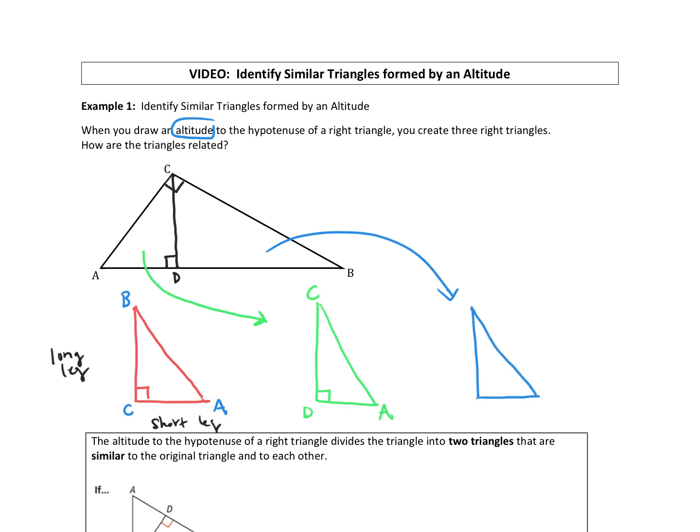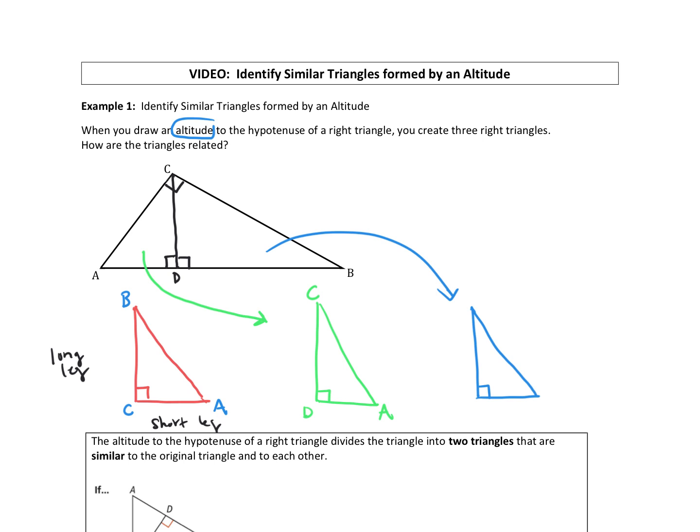So again, I'm going to have the long leg vertical, the short leg here on the bottom. Our right angle goes right here. So we are drawing this triangle right here. We can see that the right angle is at D, because remember, if there's a right angle on the left, there's one on the right.